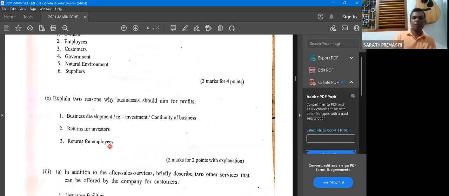Yes, now move on to third question and read it out and understand whether you are able to answer that question.